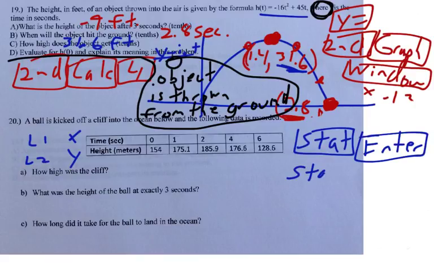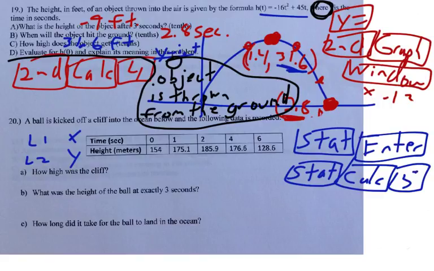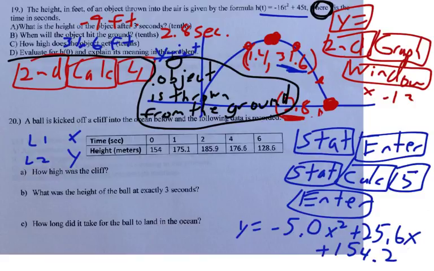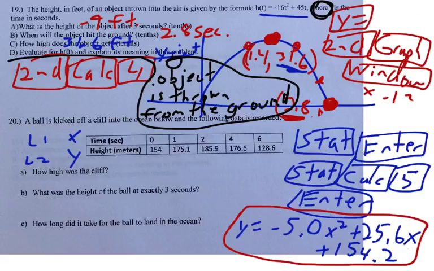And then stat calc 5 is your quadratic regression. And if you want to see these points, you can just press y equals and turn on your plot 1. So stat calc 5, and then hit enter, and it gives you your equation. And then after we have that equation, I'm going to write it down. I rounded everything to the nearest tenth, and I got y equals negative 5.0. It was really negative 4.99, but negative 5.0 x squared plus 25.6x plus 154.2.